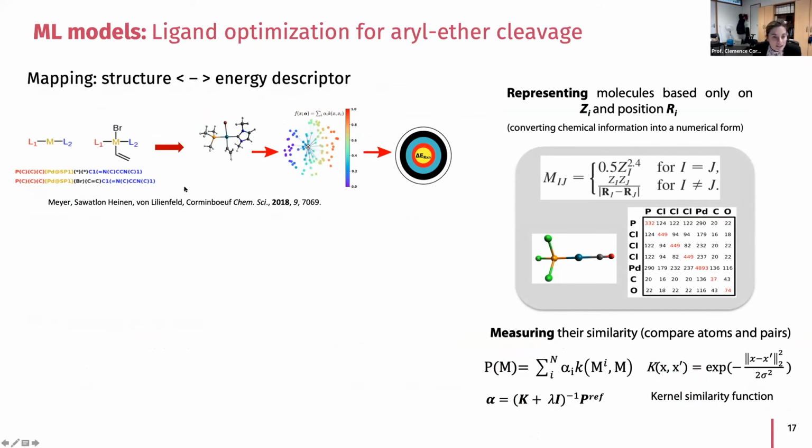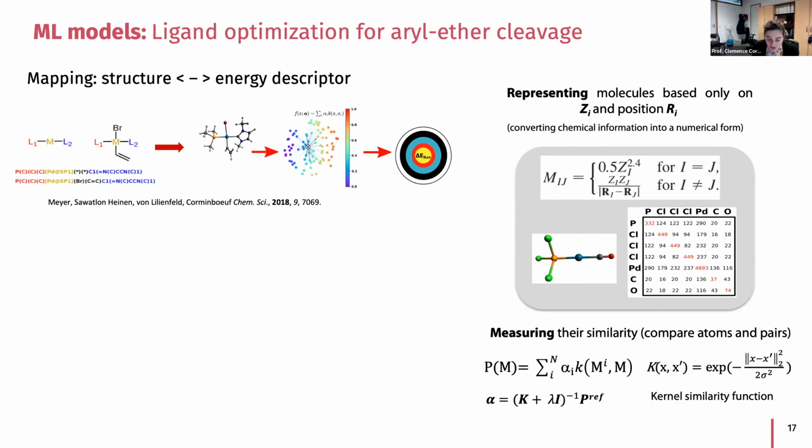We have a catalyst here. Okay, it's not yet the one associated with the aryl-ether cleavage. That's just an example. And we are going to represent this molecule based on the atomic positions and the charge of the nuclei. And to do that, we have to find a way to convert this kind of chemical information into a numerical form, or a vector if you want. And very frequently, we use quite simple expressions. Here you have just a Coulomb repulsion, an expression that follows Coulomb's law. And then we obtain some kind of vector.